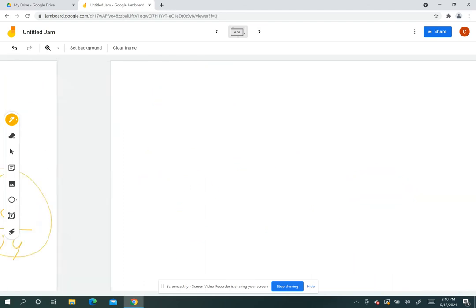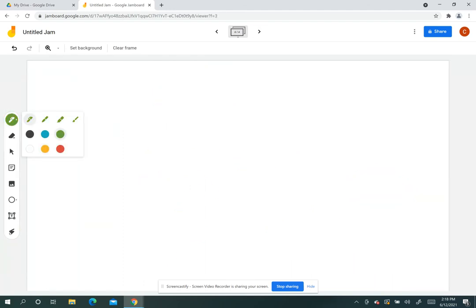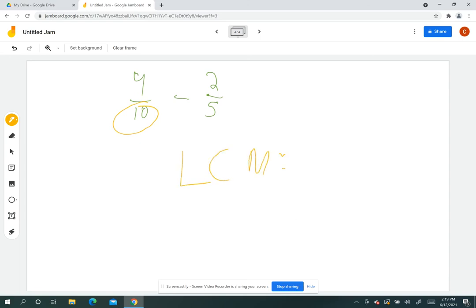Now, I know you're dying to find out how do we subtract. Well, it's the same concept, but instead of adding at the end, you're going to subtract at the end. So let's just say I have 4 over 10, and I'm subtracting 2 over, let's do 5. Obviously, I know 10 is going to be my least common multiple because 10 goes into 10 and 5 goes into 10.